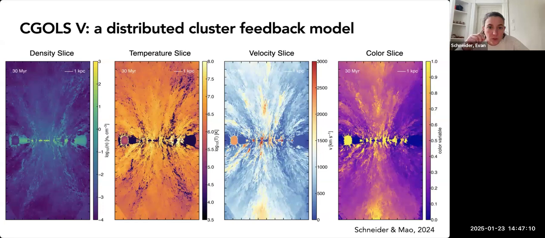So lots of cool, dense clouds embedded in this volume-filling hot phase, where the velocities are strongly correlated with the phase. So the hottest regions are also the fastest moving, and then the cooler clouds are embedded within them, moving out more slowly.